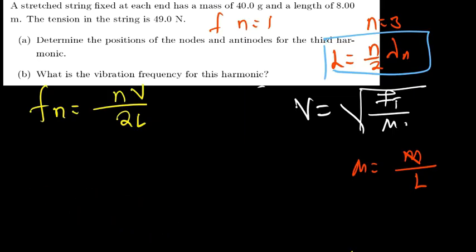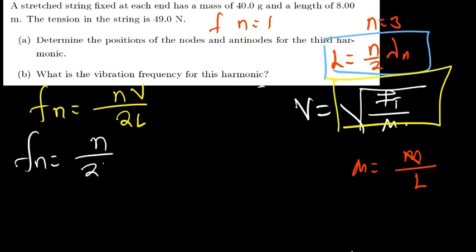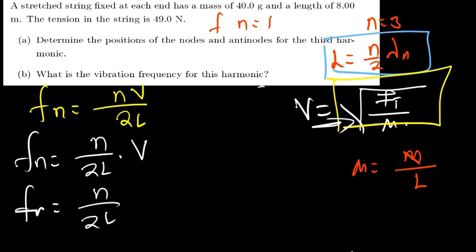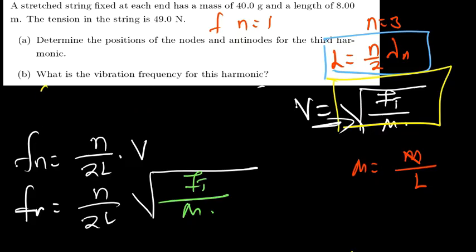Now since I don't have V, I'm going to replace the V with this formula. You are going to see this formula in different books. So where there's V, we replace it with this. So you see this formula times the square root of the tension force divided by the mu. Now we have all the information.